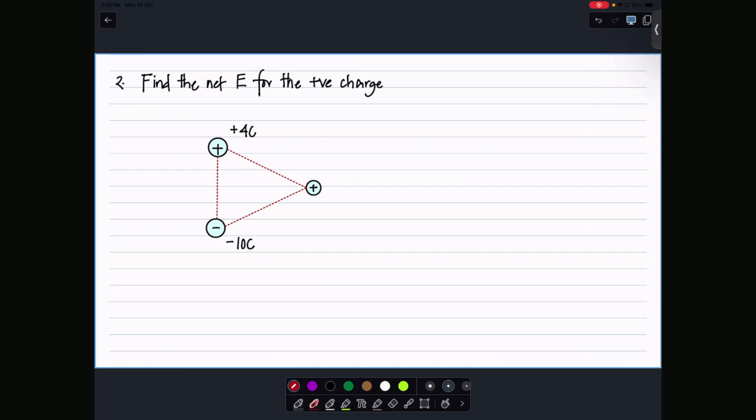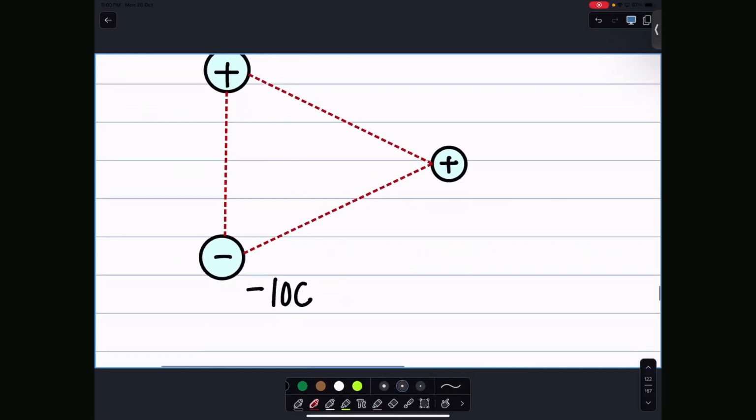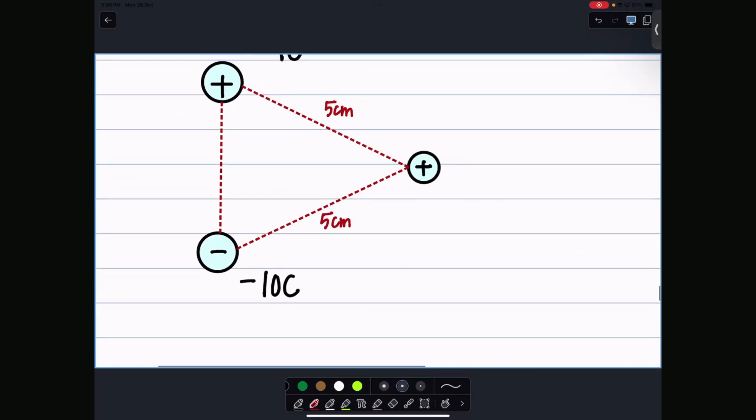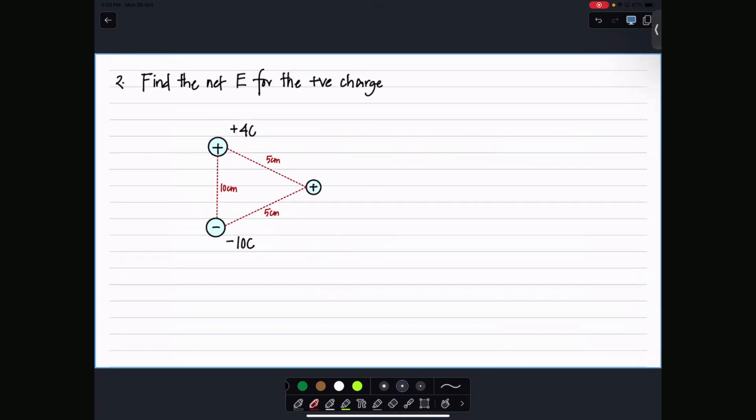Okay, so isosceles. So this is 5 centimeters, 5 centimeters, and this is 10 centimeters. Find the net field for this, like how much strength it experiences, find that out. That's it.